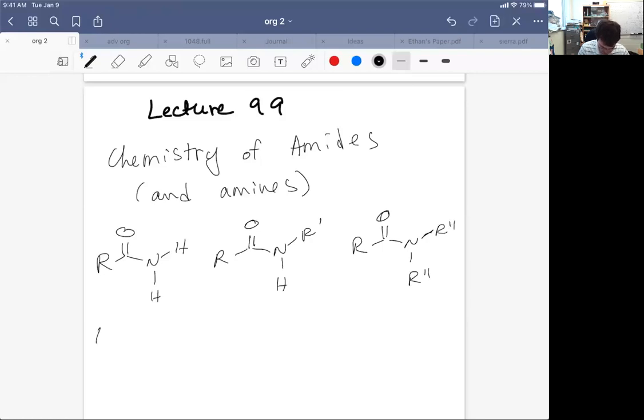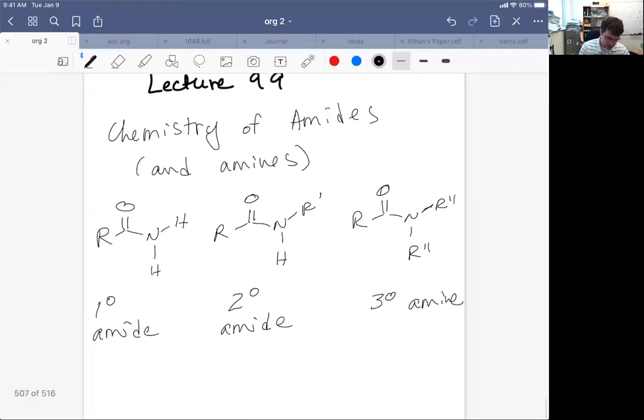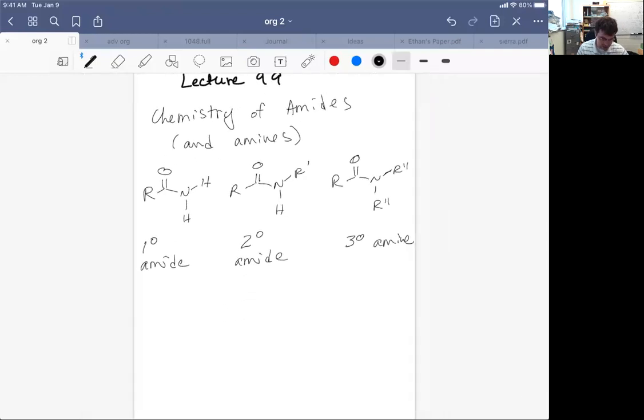So when we have two hydrogens attached, that's called a primary amide. And again, if you want to call these things amides, go for it. And we have a secondary amide, where we have only one hydrogen attached to the nitrogen, and then we have a tertiary amide.